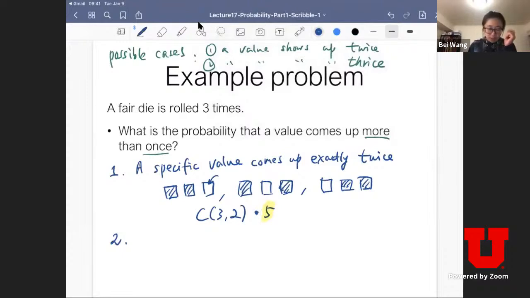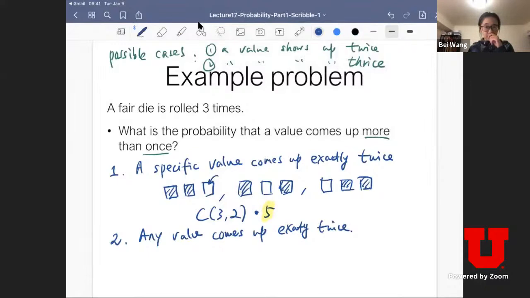Now, the second step is to say any value that comes up exactly twice. So the first step, you have a total of 15. And now you say any value that comes up exactly twice, this value can be chosen among 6 different values. So you have 6 times 15, which is 90.